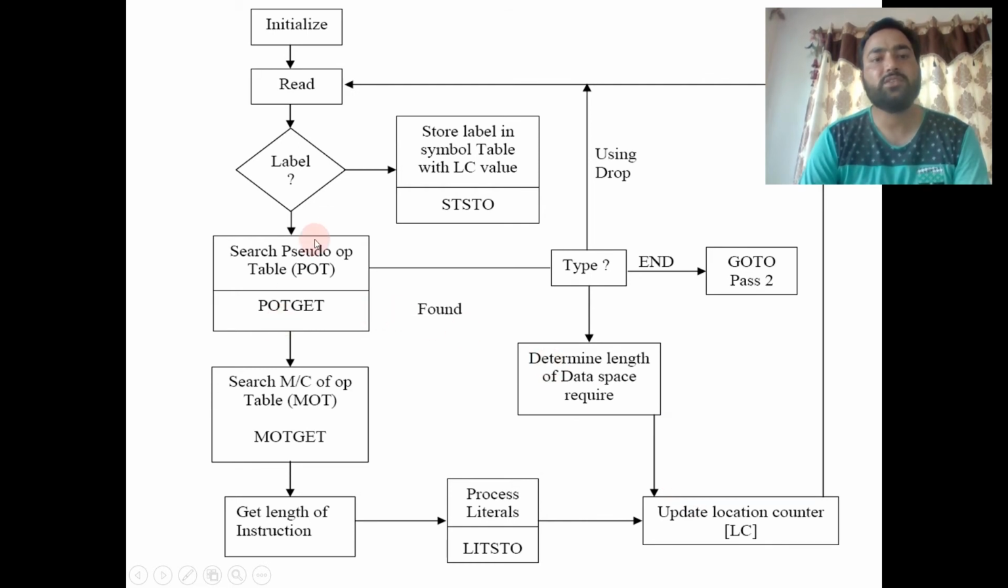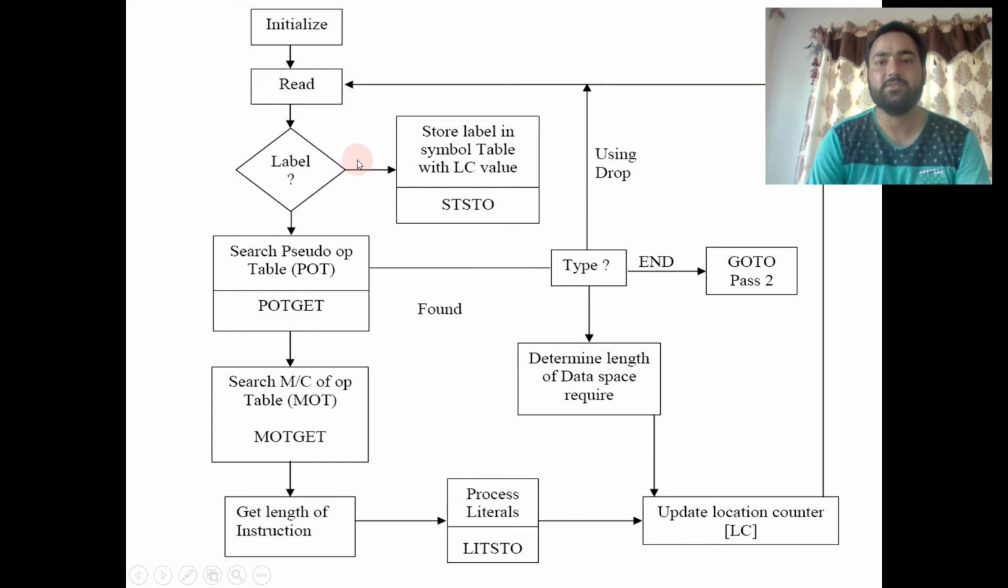After searching for the pseudo operation code, we search for the machine operation code in the MOT, using the MOT get function. Then we get the length of the instruction. After that, we process the literals in the literal table, and then we update the location counter value. And then we again go to the read step, where we read the next instruction, and so on.